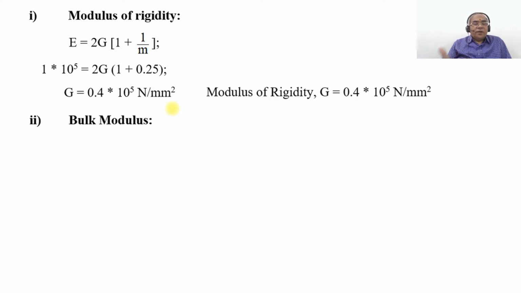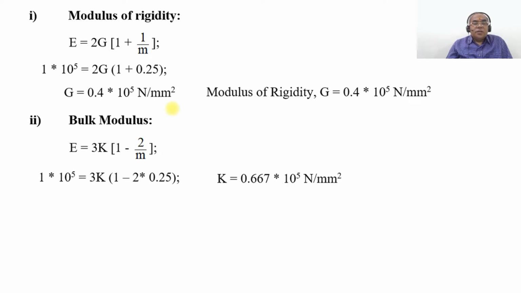Now we need to find the bulk modulus. E is equal to 3K into 1 minus 2 by m. So we know the Young's modulus 1 into 10 to the power of 5 is equal to 3K into 1 minus 2 into 1 by m, which is 0.25. So the K value, on simplification, you are going to get as 0.667 into 10 to the power of 5 Newton per mm square. Similarly, what is the change in volume?